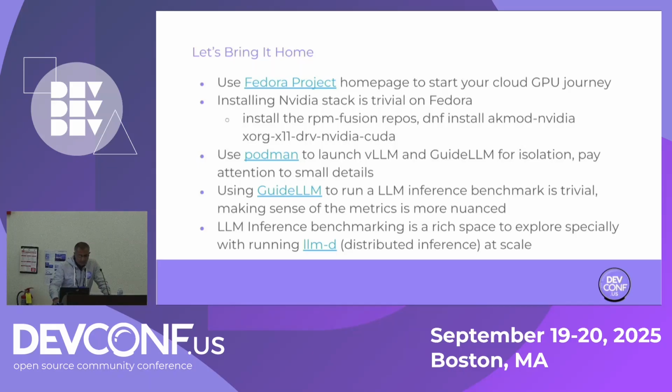What we showed you earlier was to use the Fedora project to start your benchmarking journey. You can launch an instance in AWS with the right Fedora AMI going from the Fedora project website. Installing the NVIDIA stack, as we showed you, is pretty trivial. You just enable the right repos and install a couple of packages, and you are ready to go. You can use Podman to launch your vLLM server with the right model, and also launch the GuideLLM container using Podman for good isolation on the system. But you have to pay attention to some of the small details as we showed you earlier.